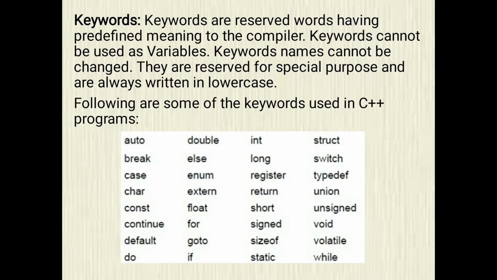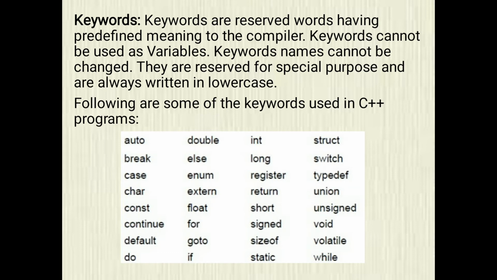Next we have keywords. So keywords are reserved words having predefined meaning to the compiler. So keywords, you have to use them as they are. You cannot change the name of the keywords. Predefined means it is already pre-written. The definitions of the words are already understood by the compiler when the compiler comes across those keywords.